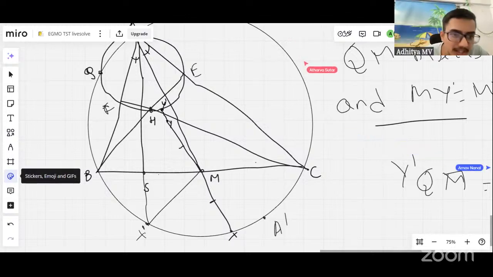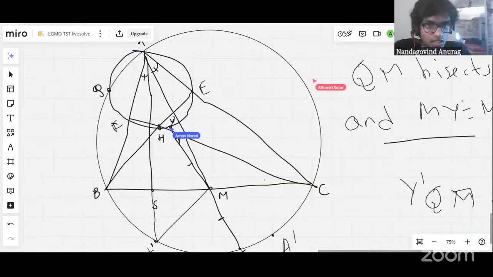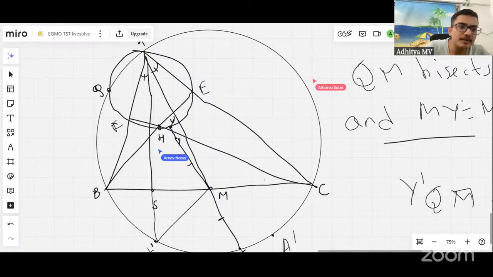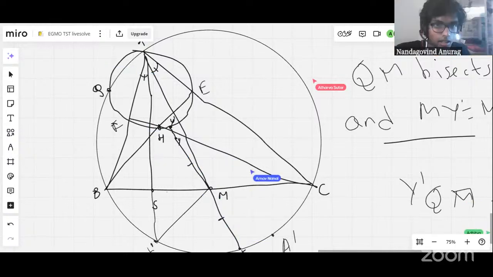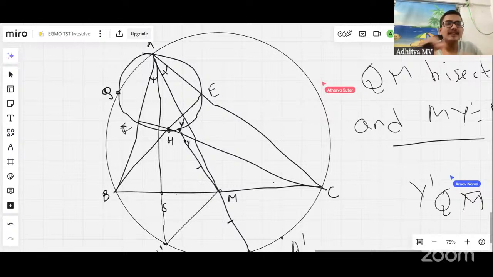What we want is that angle HAY dash is equal to XAA dash. Follow me. Yes, I see. That would imply that AY dash and AM are isogonal in angle HAA dash, which means isogonal in BAC. So A, Y dash, S should be collinear.